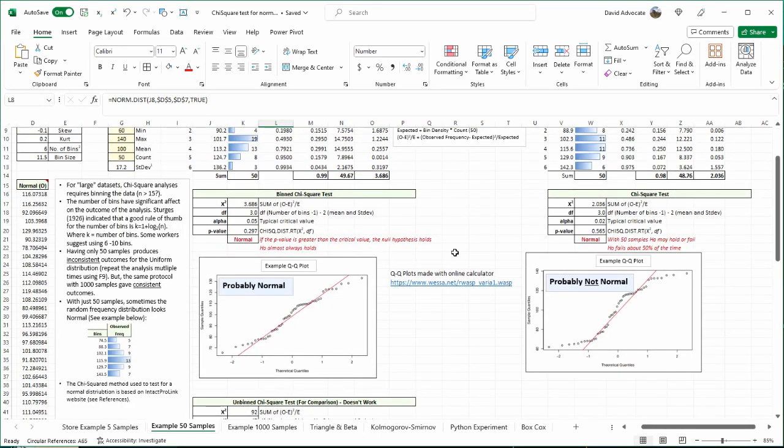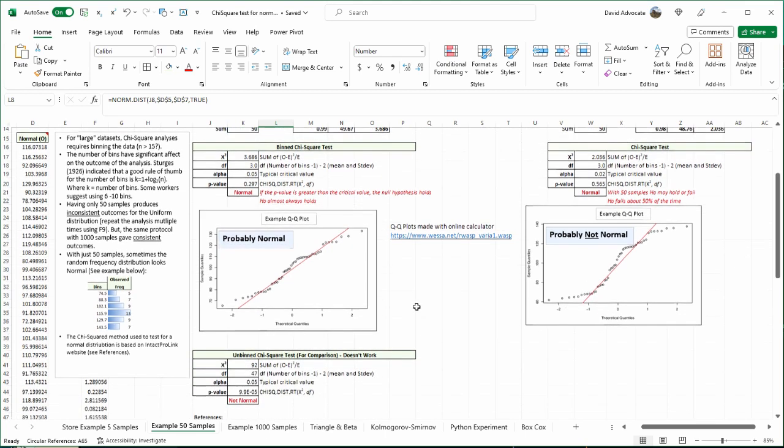I've taken a couple of examples and made the QQ plot using this online calculator. And you can see it plots pretty much as a straight line. But on this one you can see these tails really zoom out.